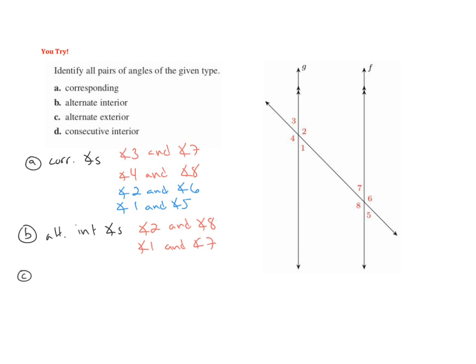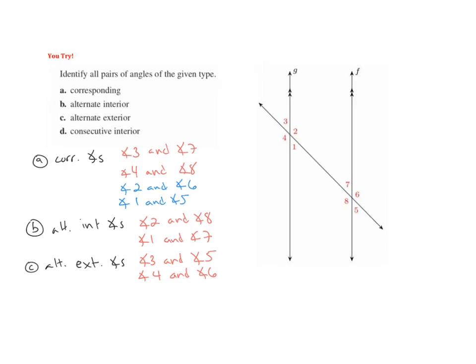All right, and then we can take a look at alternate exterior angles. So almost the same thing. We have to take a look at angles that are on the different or opposite side of this transversal. But now they need to be on the outside, on the exterior of our parallel lines. So pairing them up, we have angle 3 and angle 5. And of course, we also have angle 4 and angle 6.